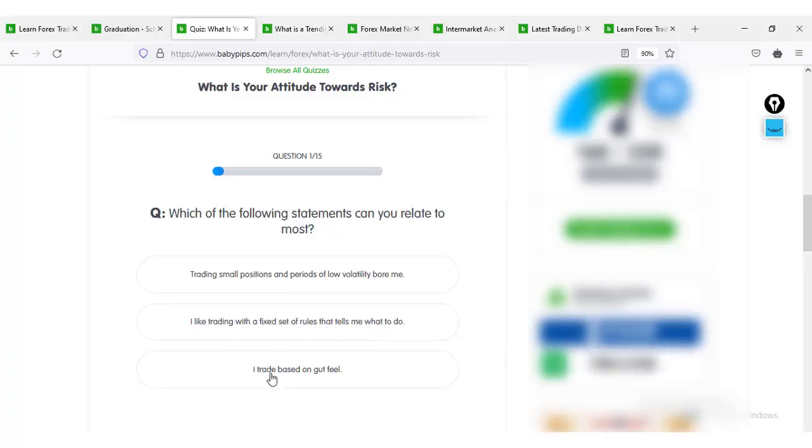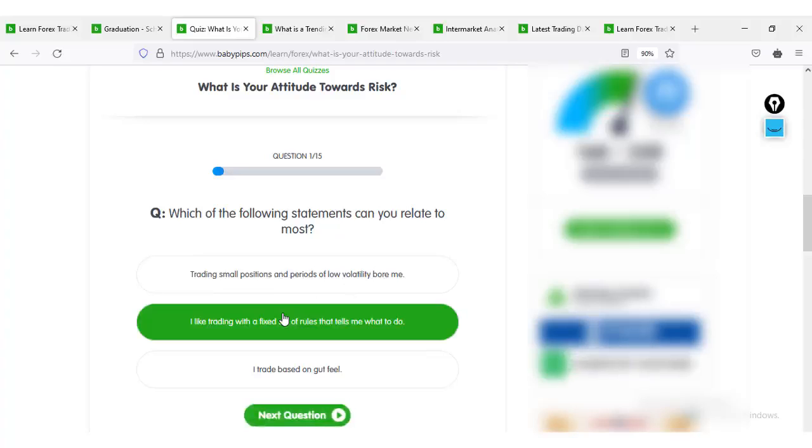No, I don't do this. Trading small positions and periods of low volatility bore me. That is true. Small position size, there's no movement in the market. You're just wasting time. I like trading with a fixed set of rules that tells me what to do. Is that really how I like trading? But I know I don't like trading low volatility markets. So let me go with my answer. I like trading with a fixed set of rules that tells me what to do.